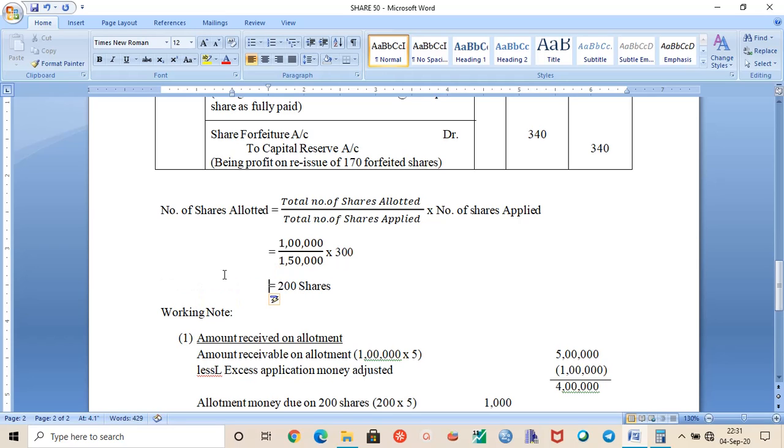So this is how we come to know that 200 shares are allotted. He had applied for 300 shares, out of which 200 shares are allotted. So there are calls in arrear on 200 shares.